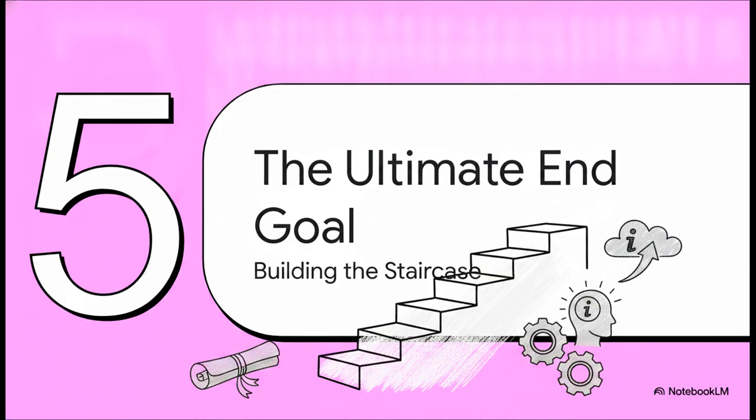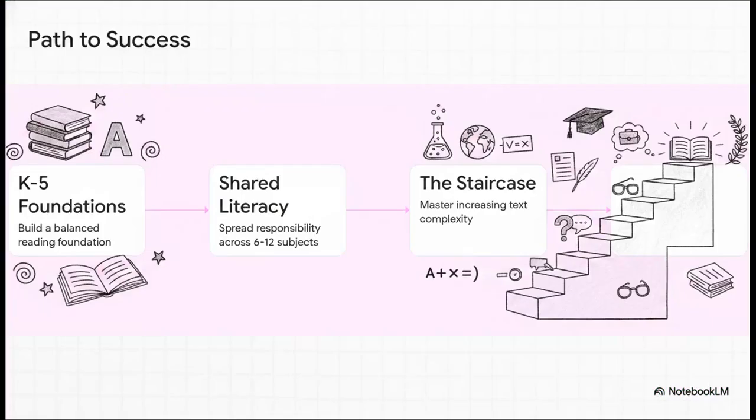Section 5. The ultimate end goal. Building the staircase to success. Let's move to how this all builds, step by step. We've seen the blueprint, the student portrait, the 4 strands, and the shift toward information. Now let's see how all these structural pieces interlock to create a highly literate, capable adult ready for the modern world. It starts with building strong K-5 foundations.